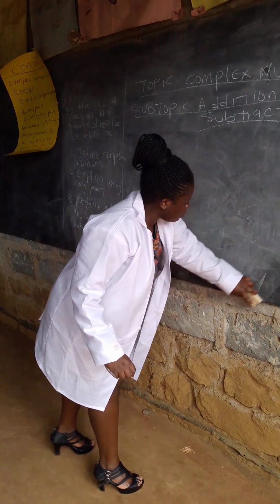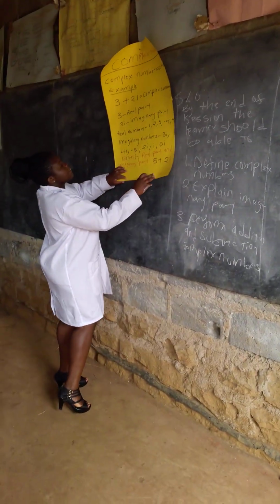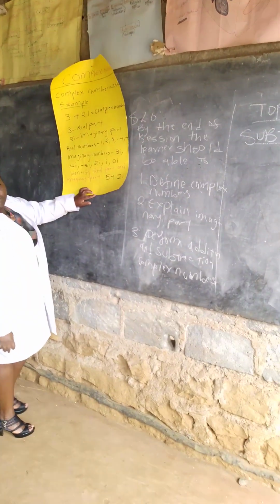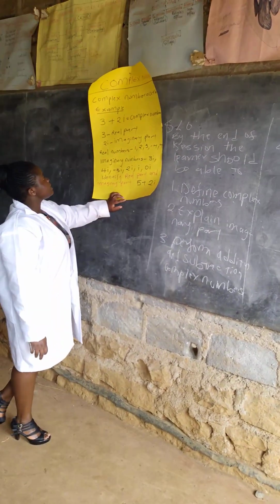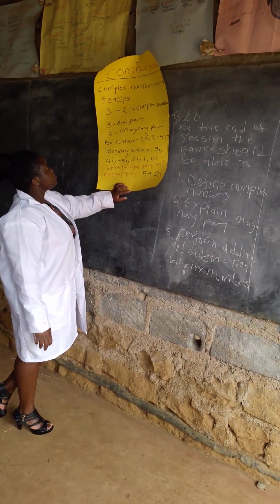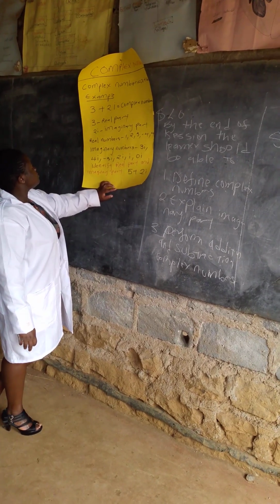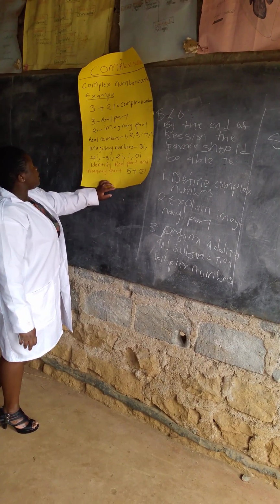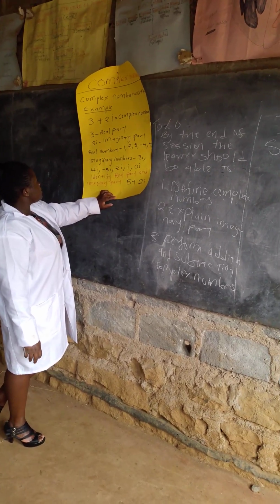So I want us to look at this chart. Can you manage to read what I have written here? Yes. What is it? Complex number. A complex number is given by a plus bi. The example I have given there, what is it? 3 plus 2i. 3 plus 2i is a complex number. What is 3? Real part. What is 2i? Imaginary part.